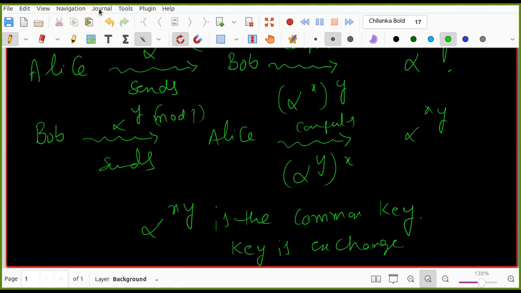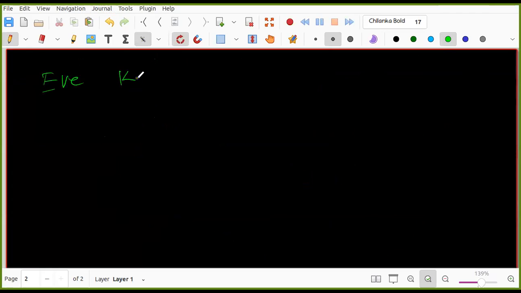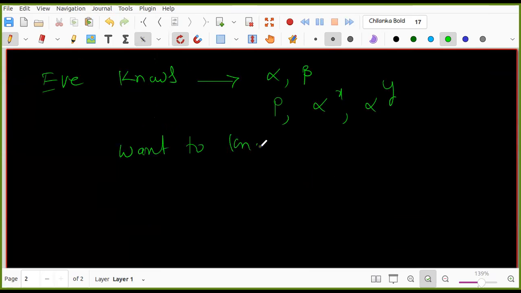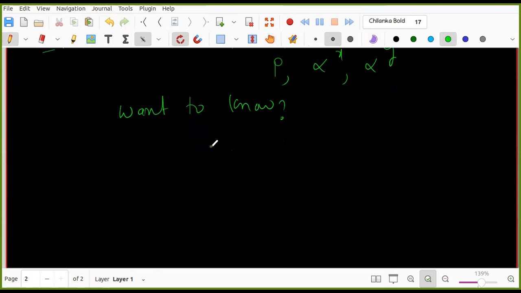Okay, what does Eve know now? Somebody help me. In this entire process, what does Eve know? Yes, she knows alpha, she knows p, alpha power x, and alpha power y. What does she want to know? Alpha raised to xy. She wants to know alpha power xy. But is it possible?